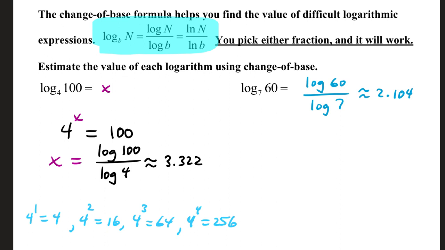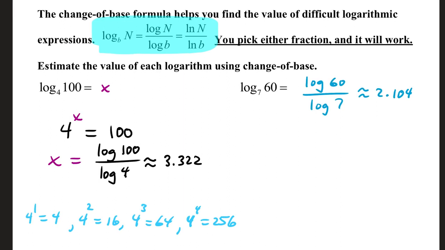Here's our backup plan. For any logarithmic expression, log base b of some numerical value, you can either press your log button, log n over log b, or you can press your natural log button, ln of n over ln of b. Either one works, just commit to the same button on your calculator both times. Let's look at how this does come in handy. Log base 4 of 100 equals something.